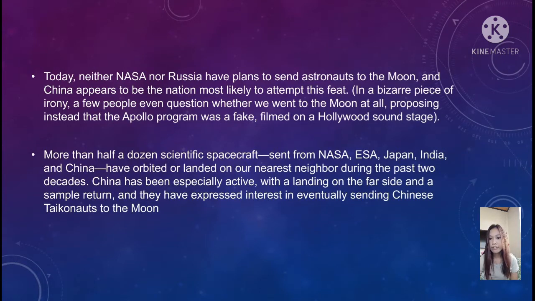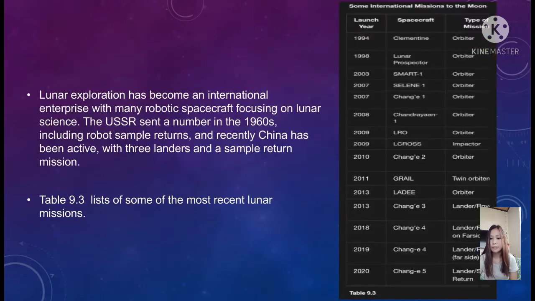However, scientific interest in the moon is stronger than ever, and more than half a dozen scientific spacecraft sent from NASA, ESA, Japan, India, and China have orbited or landed on our nearest neighbor during the past 2 decades. China has been especially active with a landing on the far side and a sample return, and they have expressed interest in eventually sending Chinese taikonauts to the moon.